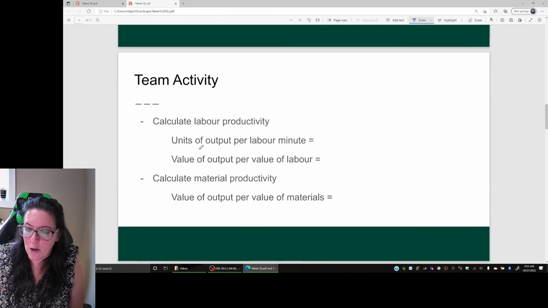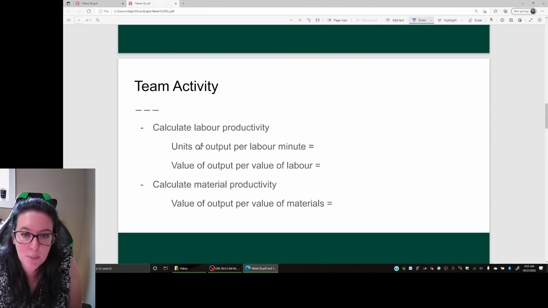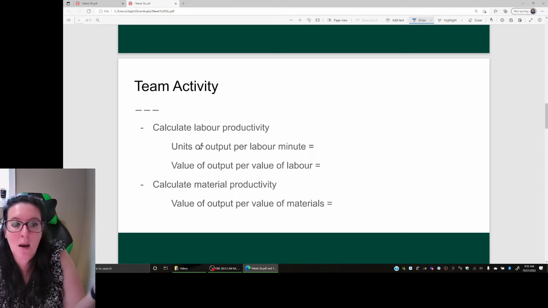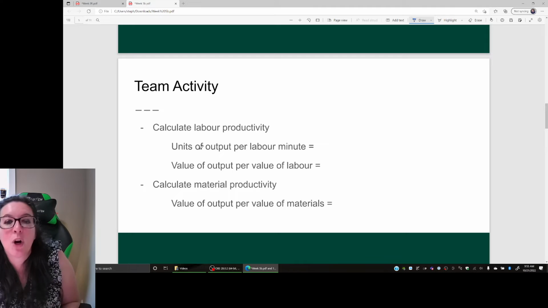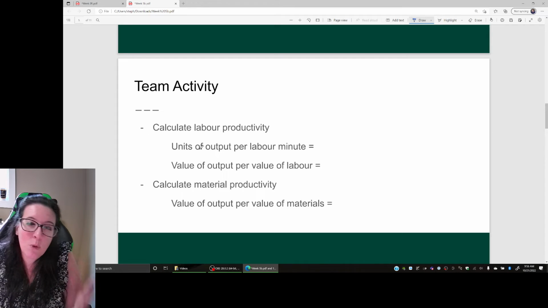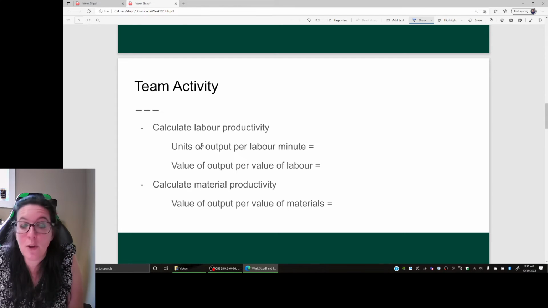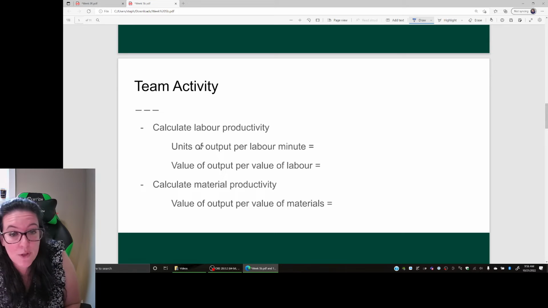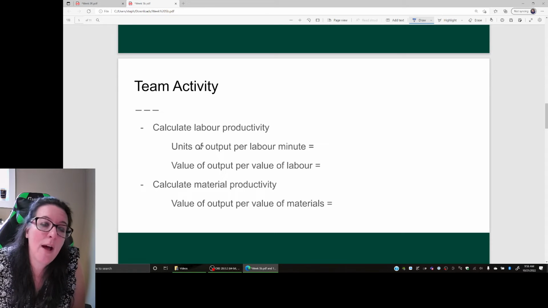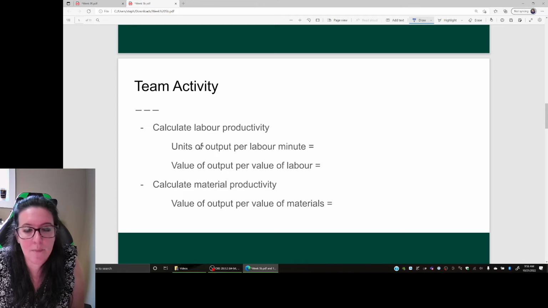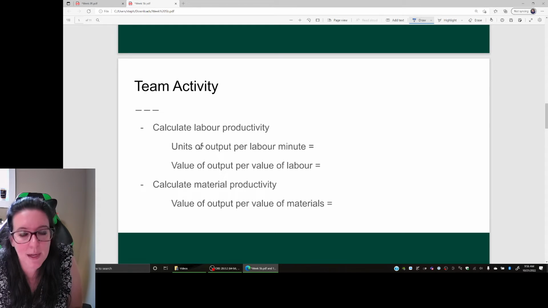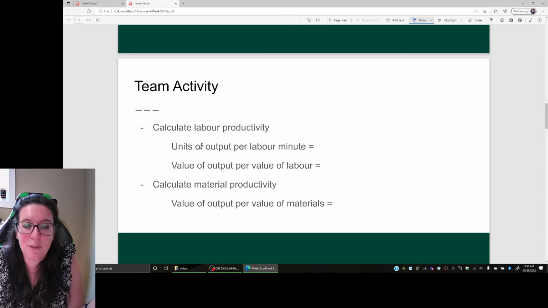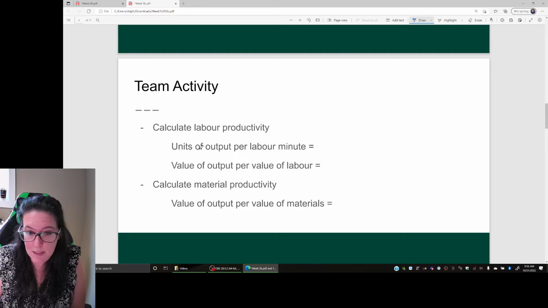So for our gingerbread, let's calculate the labor productivity, and we'll look at it in terms of units of output, so number of gingerbread houses per labor minute. And we'll look at labor productivity in terms of value of output, so the dollar value of the gingerbread house per value of labor, so bang for our buck. And then we'll also calculate material productivity. So we'll take all of the raw materials that we're using and look at the value of the gingerbread house versus the value of the materials.